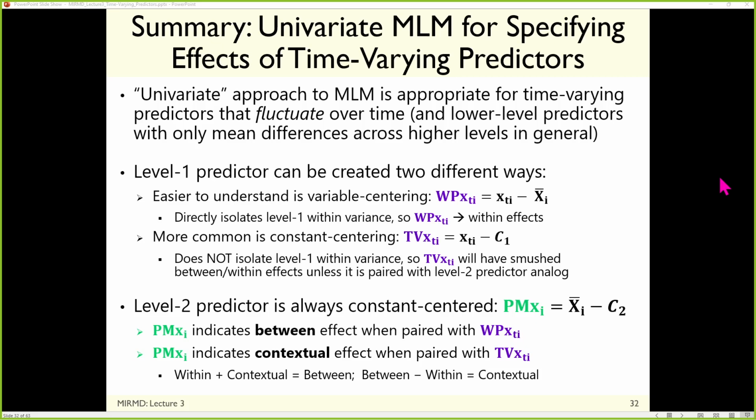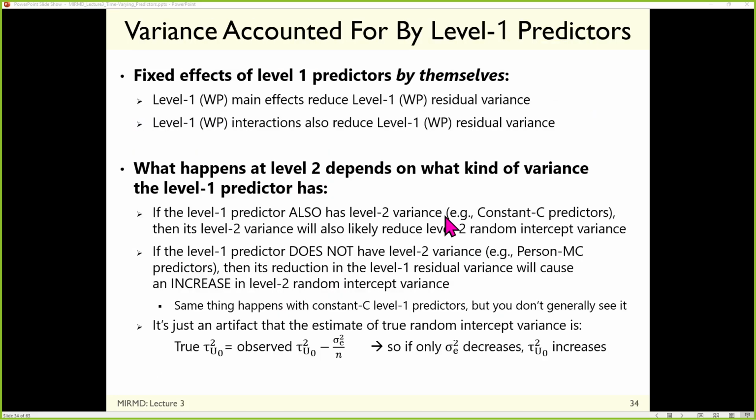Smush, which means you put in time-varying x all by itself without any between analog to it. That's the one wrong thing. Okay, this is about pseudo R-square. For person mean-centered predictors, when you put them in to explain residual variance, that will cause the random intercept variance to increase. It's a consequence of the way the random intercept variance is estimated and not a problem.